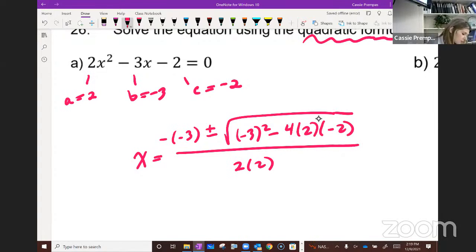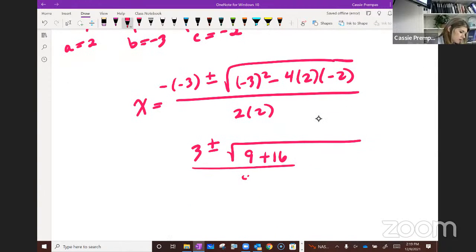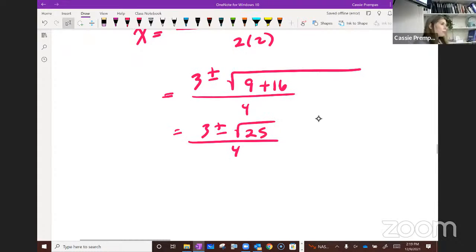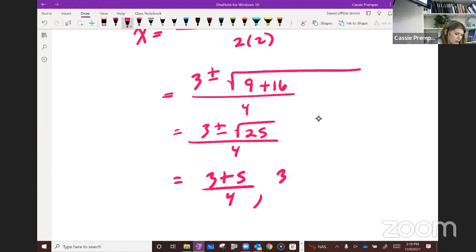As I simplify that, the opposite of -3 is 3, plus or minus square root of 9. What's a negative times a negative? Positive, good. So we're going to get plus 16 all over 4. That will simplify to square root of 25. Would I stop there? No, what can I do? Simplify the square root of 25, which will be 3 plus 5 over 4 and 3 minus 5 over 4. Would I stop there? No, keep going.